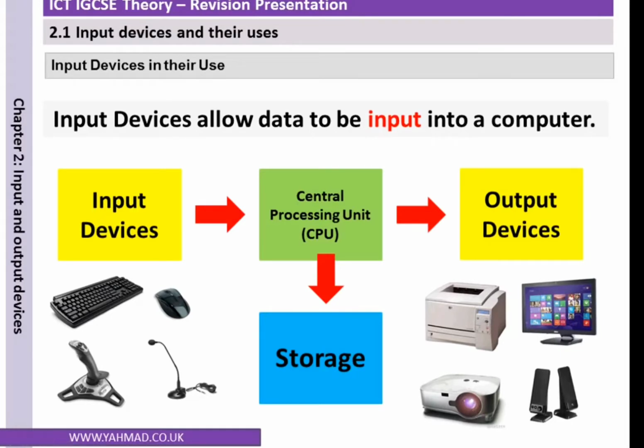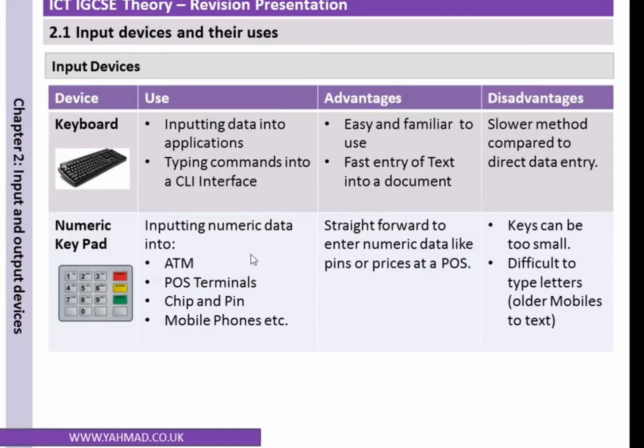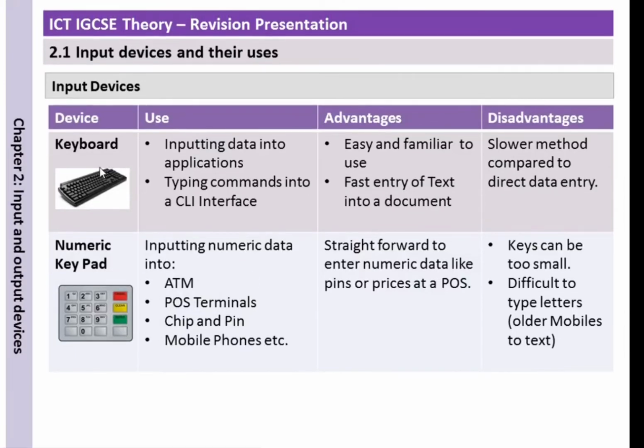So let's look at some input devices in a little bit more detail. So we have a keyboard. A keyboard is a typical input device which you may find on a desktop computer, or built into a laptop, used to input data into applications. So for example, typing commands into a CLI interface, typing letters into a Word document, for example a letter.